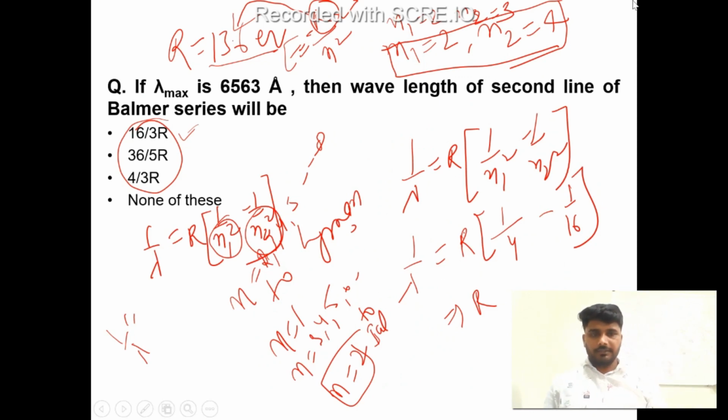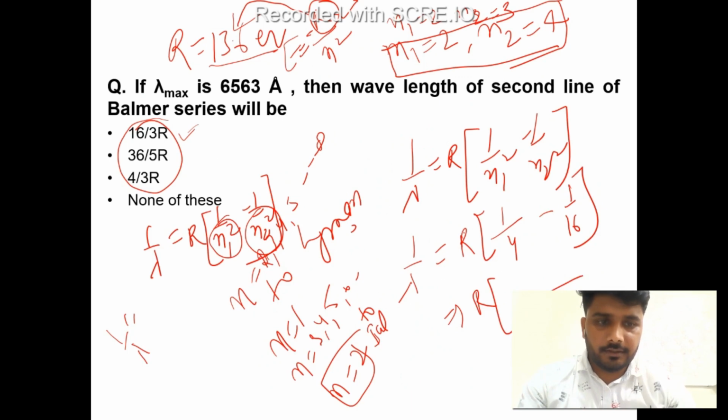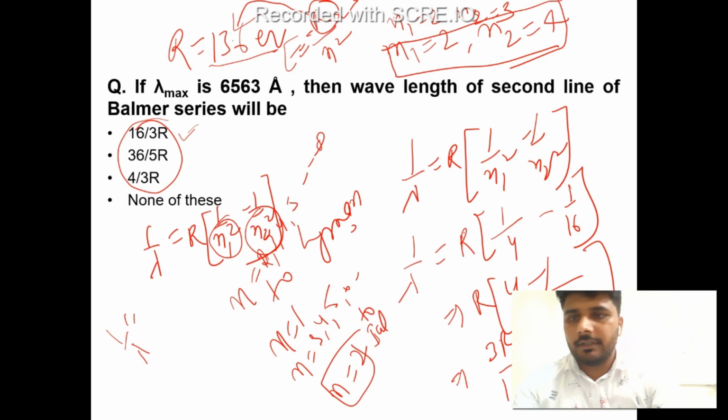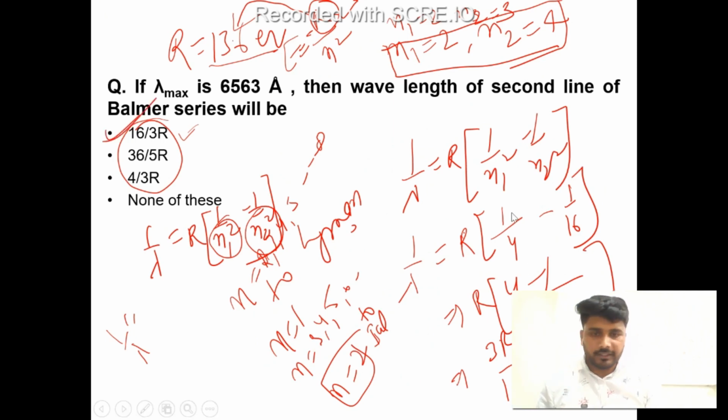Have you got the answer? Yes. Solve it. 4 minus 1. So it will be 3R by 16, and lambda will be 16 by 3R. Okay. So have you understood that numerical?